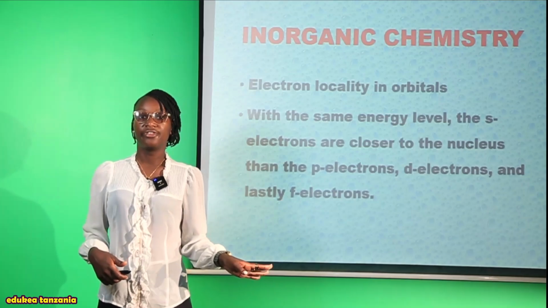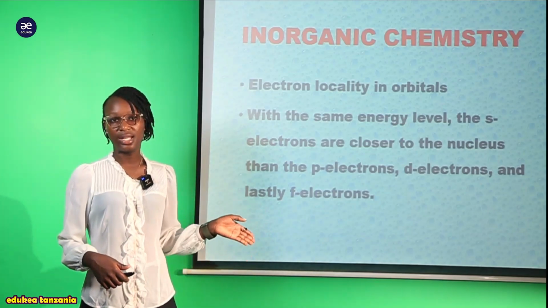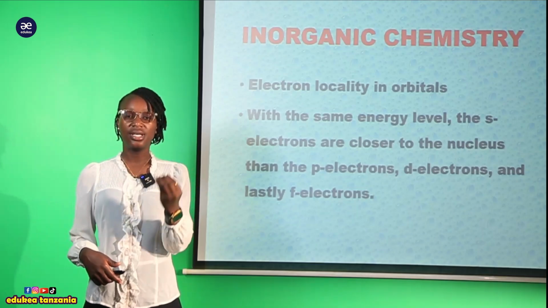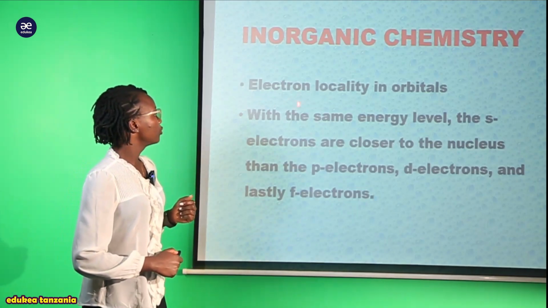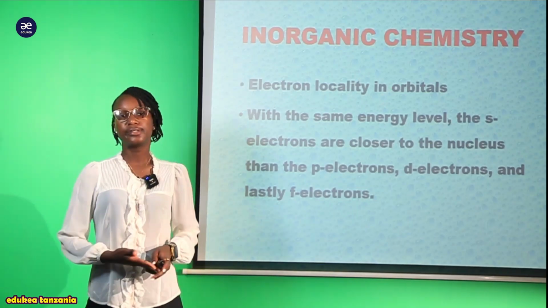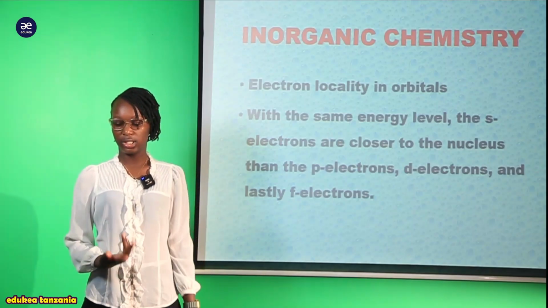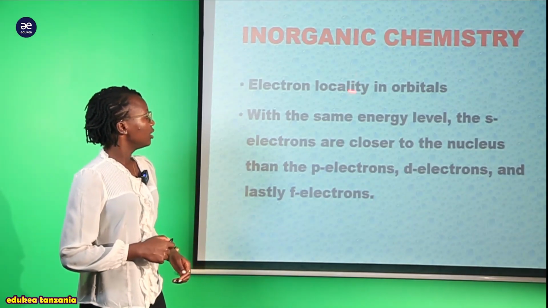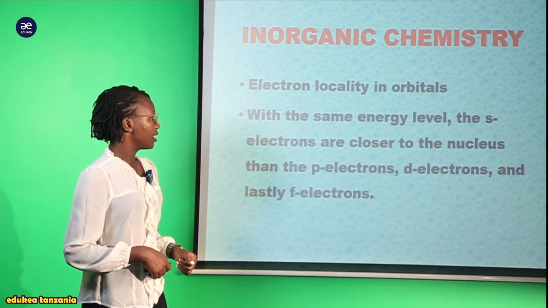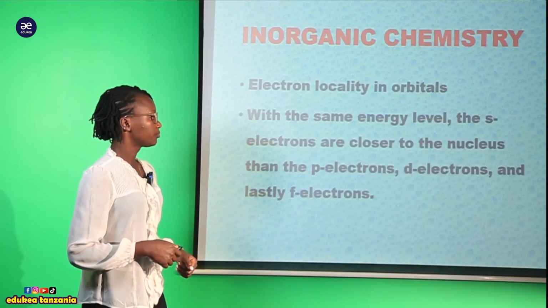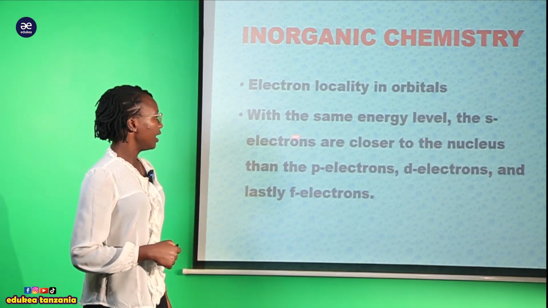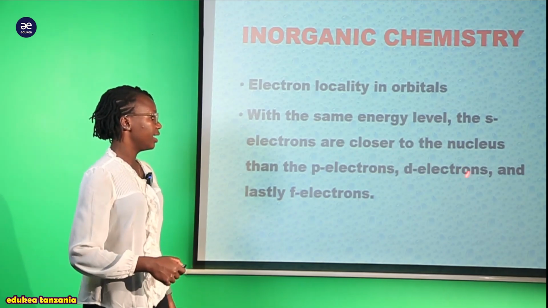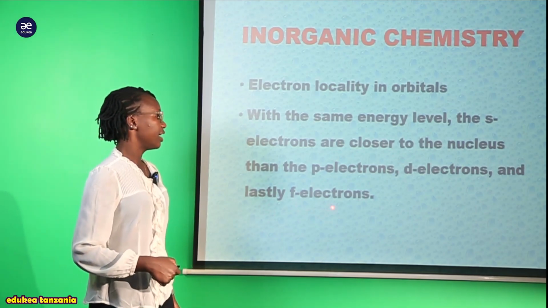Okay, tushamalizana na hiyo factor. Tunaenda factor nyingine ambayo inatumika kufanya determination of the ionization energy, ambayo inaitwa electron locality in orbitals. Electron locality in orbitals. Sasa when we talk about the electron locality in orbitals, what does it mean? Nasema with the same energy level, the s electrons are closer to the nucleus than the p electrons, d electrons, and lastly f electrons.